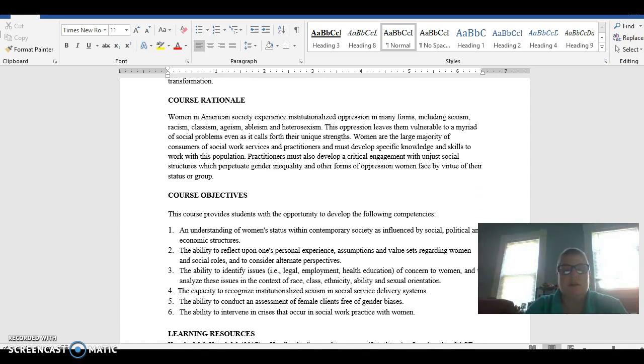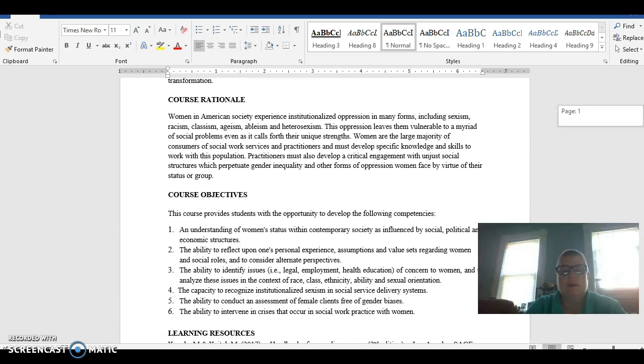So the rationale is that women in American society experience institutional oppression in many forms, including sexism, racism, classism, ageism, ableism, and heterosexism, and therefore are vulnerable to a myriad of social and personal problems. So as practitioners, we need to develop skills in terms of engagement with women. We always say start where the person is. Well, what does that mean? For the person sitting in front of you.